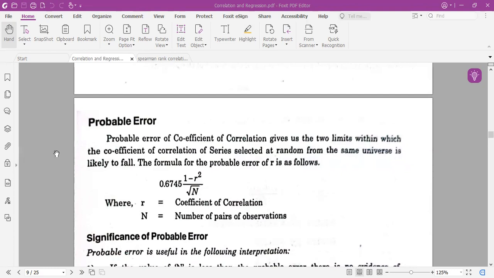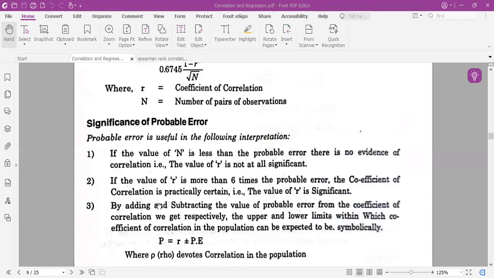Sometimes they will ask you to calculate the coefficient of correlation and also the probable error, including the limits of the probable error. In such cases, you have to use this particular formula. Now let us go to the problem, and then I will explain how to calculate the limits. Here you can see the formula for the limits: P is equal to R plus or minus PE. That is, this is the positive and negative limit you have to calculate here.